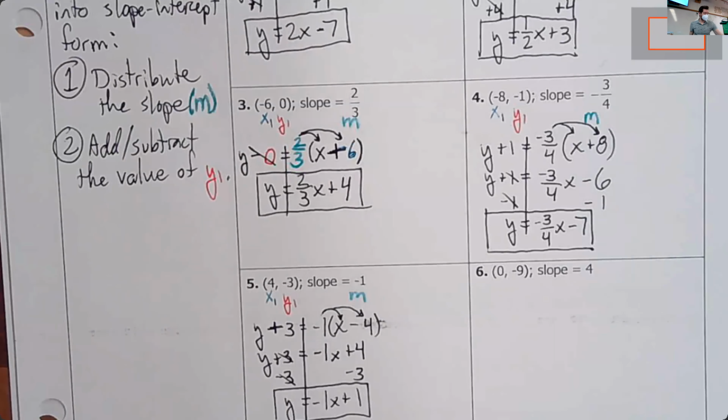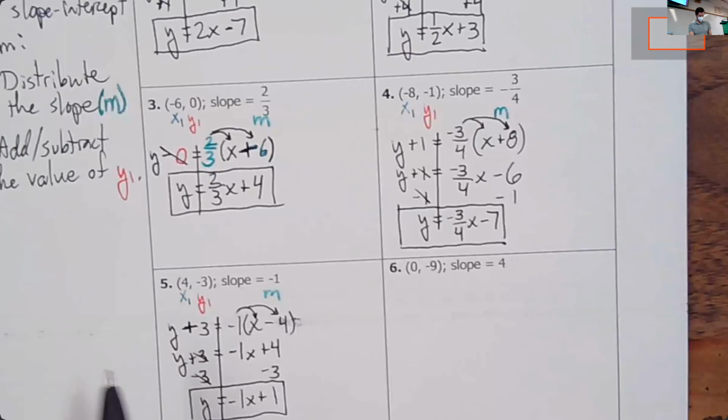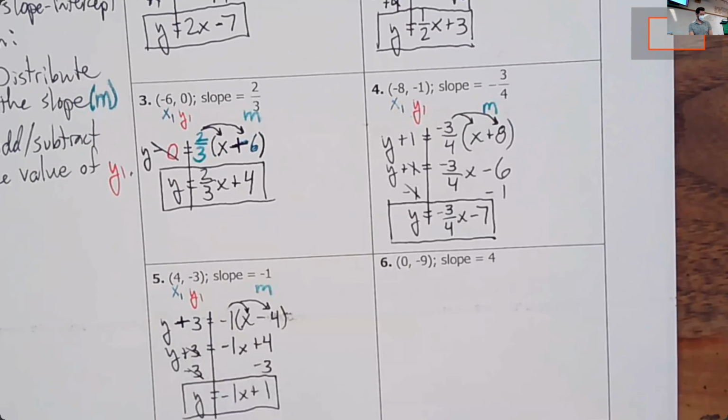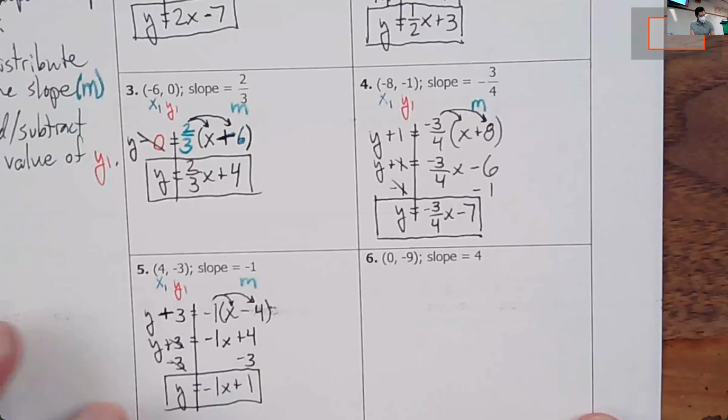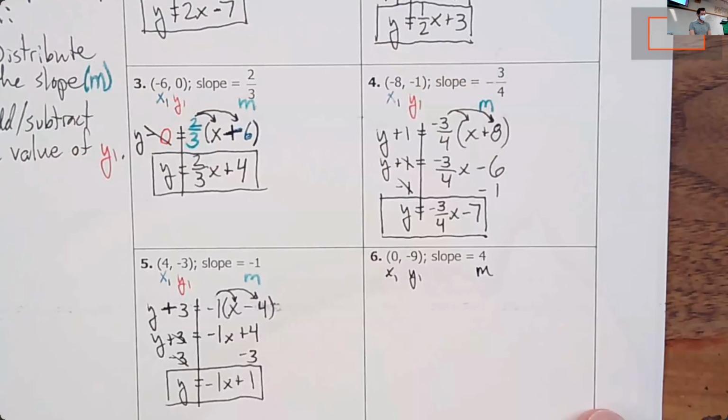All right. So I'm going to go ahead and stop using the colors now. We've seen a few examples with this altogether. I've used it all the way through for the first 3, dropped it from the equations on 4 and 5. Now it's going to be gone for good. So number 6, we've got x1 is 0, y1 is -9, m, our slope, is 4.